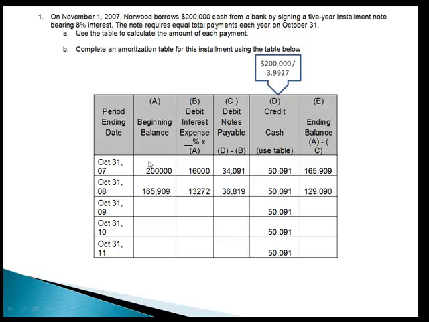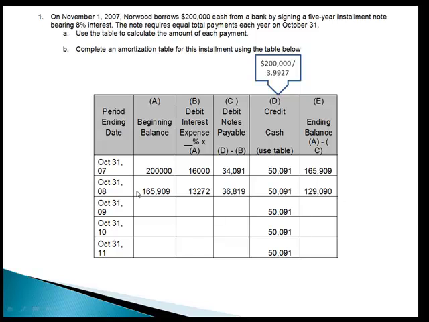Okay, take your beginning balance. So we're borrowing $200,000. On the first payment, you're going to multiply this by 8%, your annual interest rate. That's how much the bank is going to keep for interest expense. The difference between your $50,091 and $16,000 that's going to be kept for interest is the reduction in your notes payable. So this is how much you're going to reduce your loan by. So $200,000 less the loan reduction gives you your ending balance.